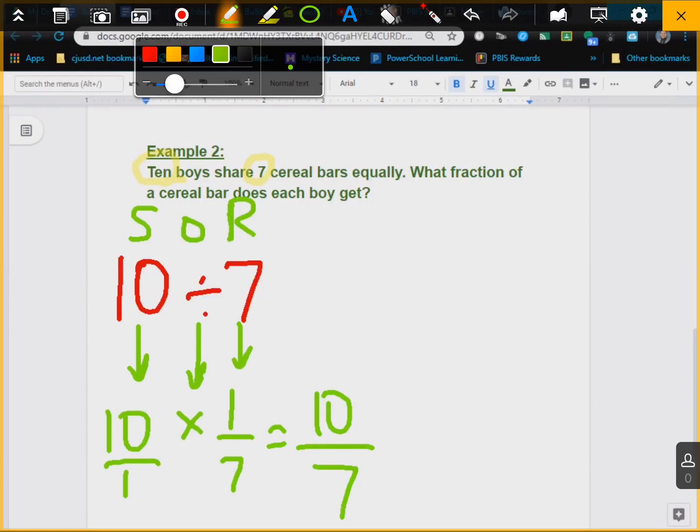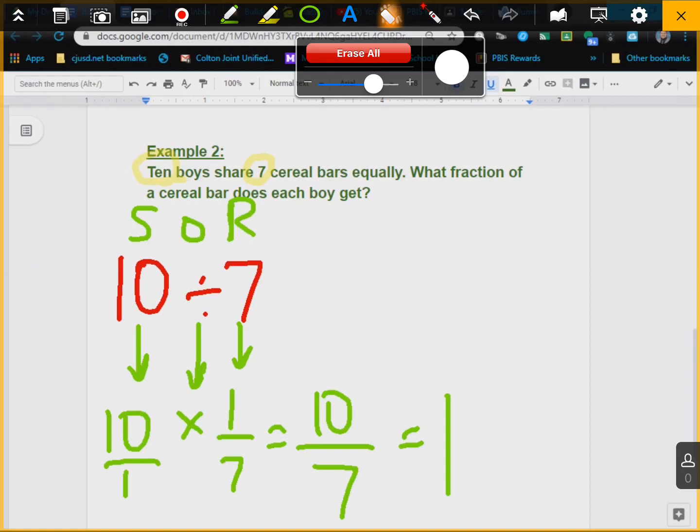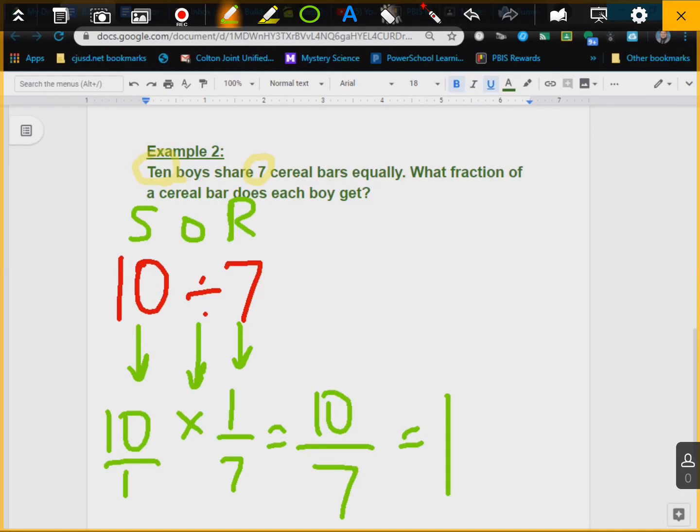If you wanted to make it into a mixed number, you could say, okay, I know that 7 goes into 10 one time. Okay, 7 times 1 is 7. If you subtract that from 10, you get 3 left over, and the denominator stays the same. So 1 and 3 over 7 can be your answer, or 10 over 7.